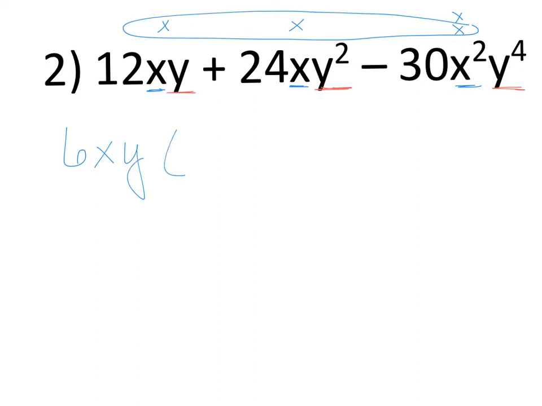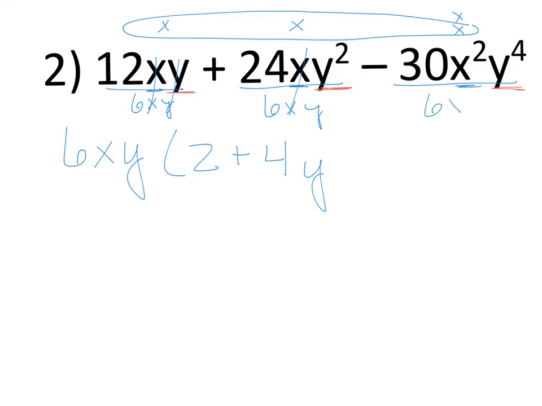Basically again, you're just dividing all parts by 6xy. So 12 divided by 6 is 2. The x and the y cancel. Divide the middle by 6xy. So 24, put the plus sign there. 24 divided by 6 is 4. The x's cancel. I subtract my y's and get 1 y left on top. And then I divide here by 6xy. So 30 divided by 6 is minus 5. x squared and x leaves me 1x on top. y to the 4th and y leaves me 3 y's on top.